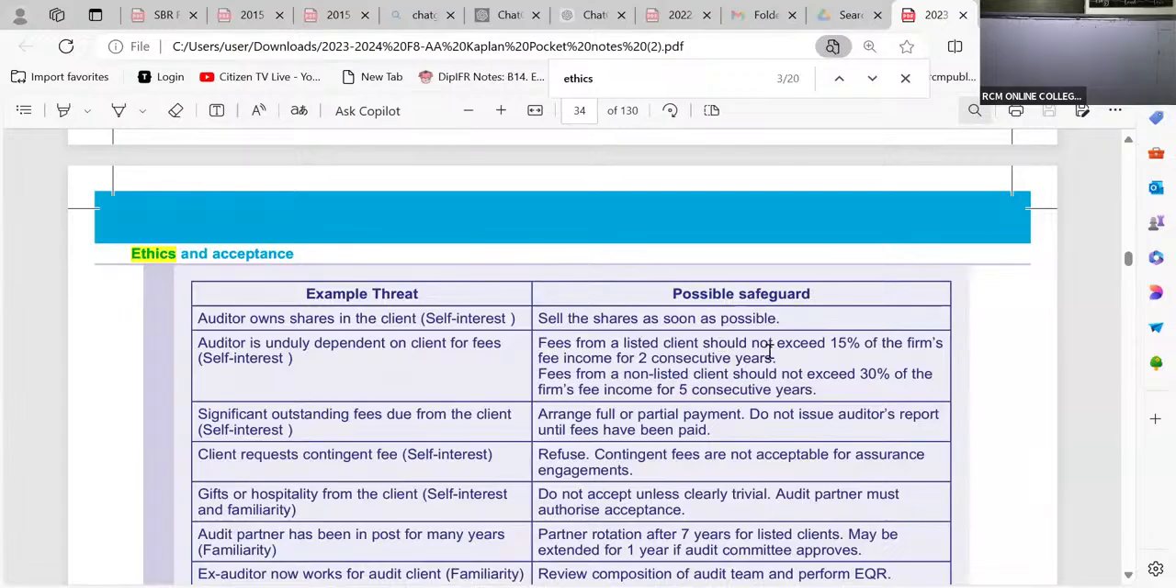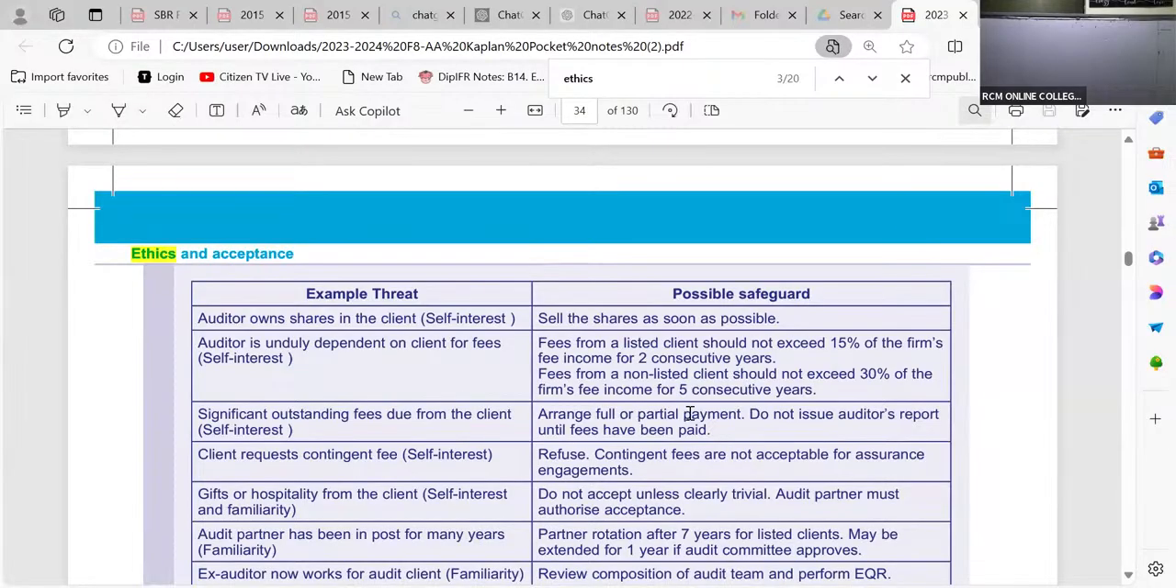Fees from a listed client should not exceed 15% of the firm's fee. We should just work with this 15%. Next, significant outstanding fees due from the client. You should never allow that. I've seen some people who have audited a client, and you have 300,000 as the fees for the year, and then you're leaving that fee behind for say 2-3 months. No, audit fees should be paid promptly. When you're raising an invoice, you should state that you expect them to pay within 30 days, and that should have been agreed in the engagement letter.